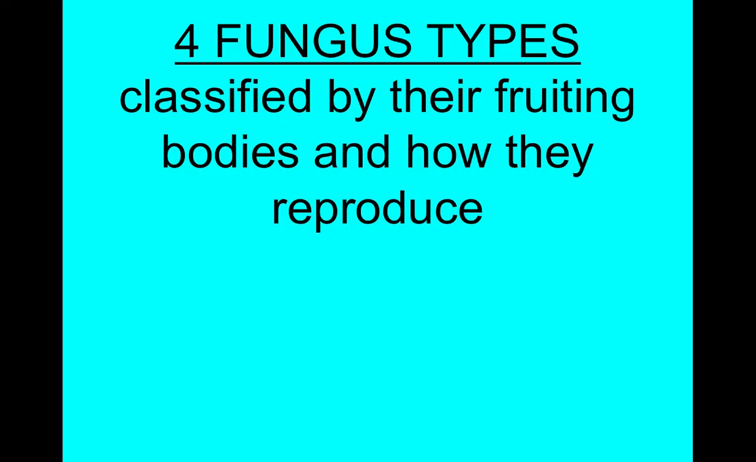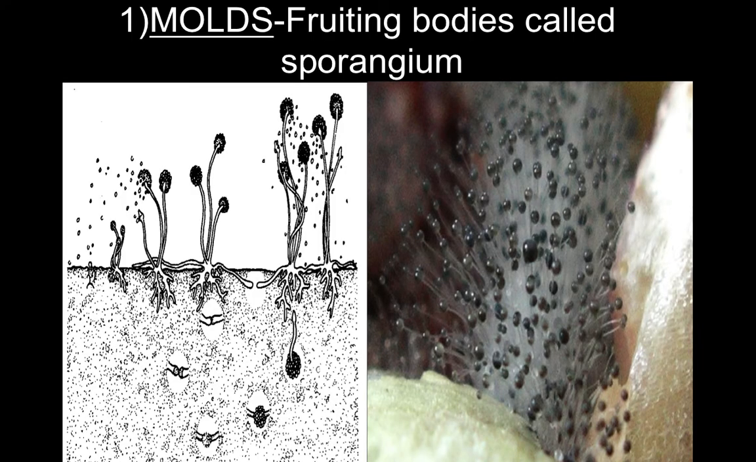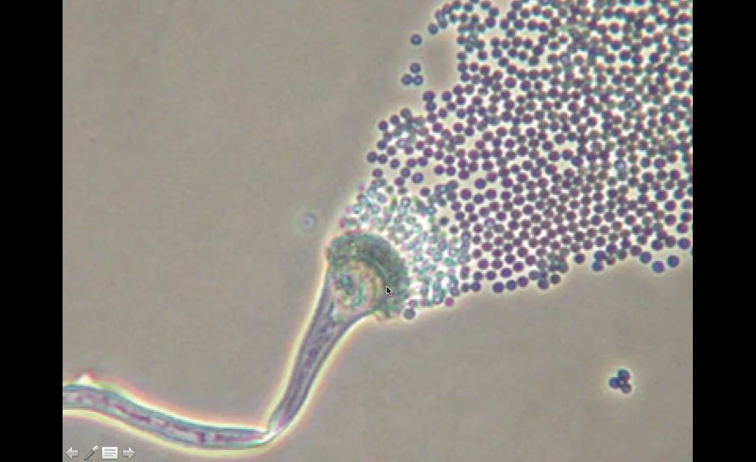There are 4 fungus types, and they are classified by their fruiting bodies, which is how they reproduce. So let's go over those. We obviously have molds, and the fruiting bodies, these structures that we see in mold, are called sporangium, and they come out and release the spores. That's why they're called sporangium. And here it is growing on fruit or something. And here is the sporangium releasing hundreds of spores, and it's pretty amazing. One sporangium can release a huge amount of spores, and they'll go out and try to find other spores so they can reproduce.